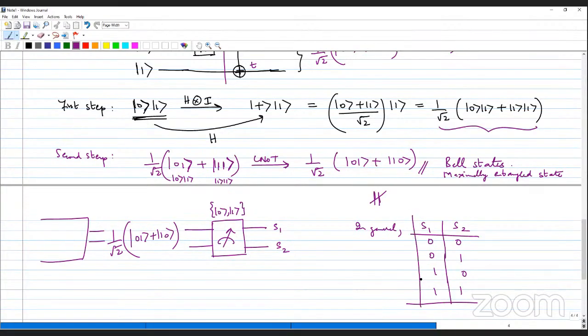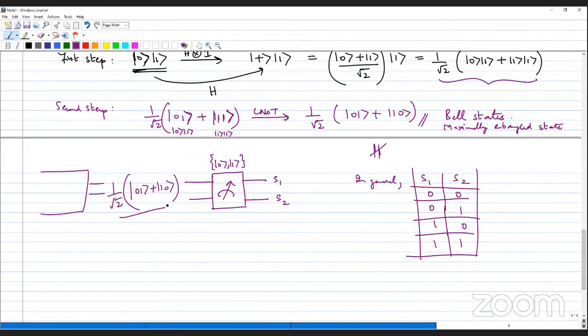This is the set of possible outcomes. But because my input is a particular kind of state, which is a correlated state, actually in this case, an anti-correlated state, what happens is if S1 is 0, if the outcome realized here is 0, then the second outcome cannot be 0, right? Because the 2 states in the superposition are either 0, 1 or 1, 0. You do not have a 0, 0 or a 1, 1, right? So if this is 0, then S2 has to be 1.